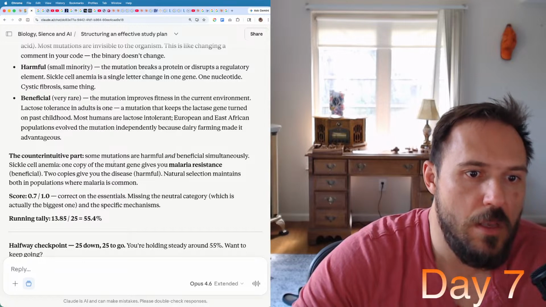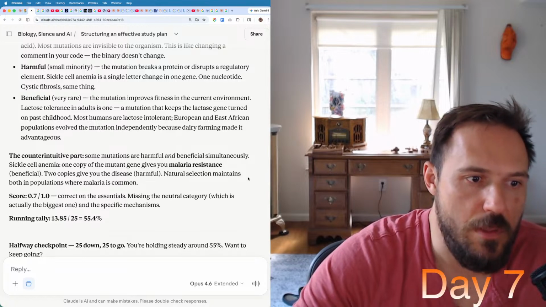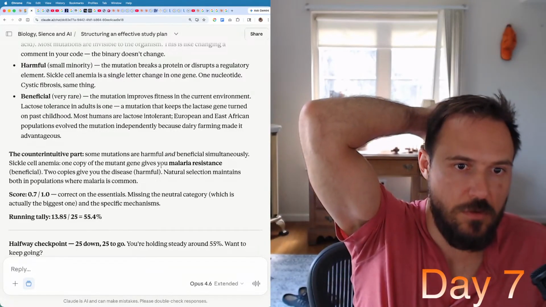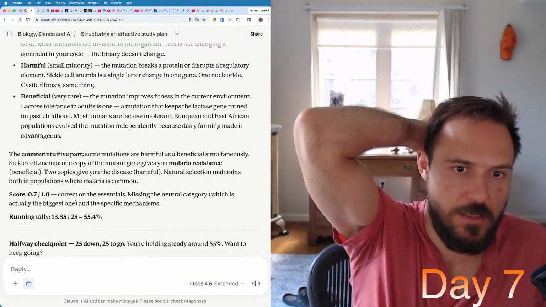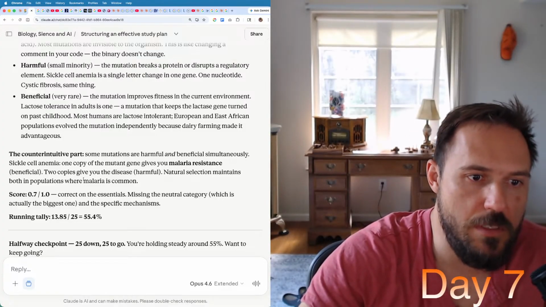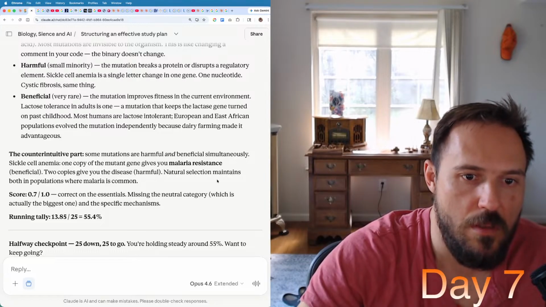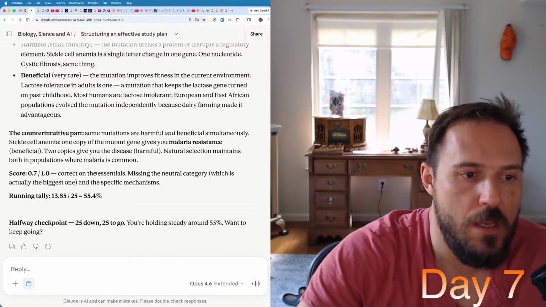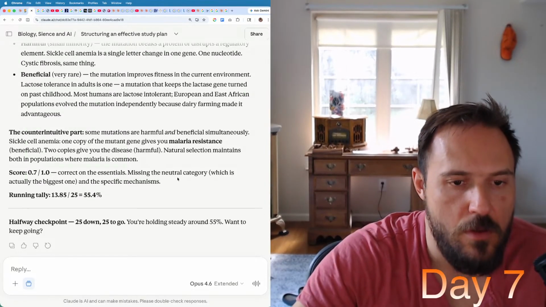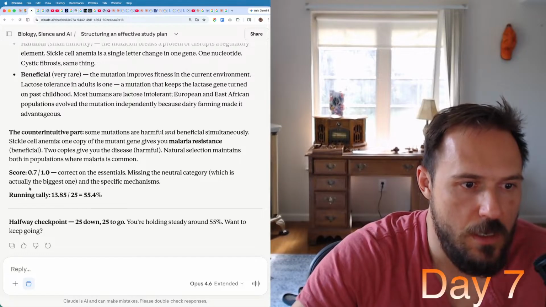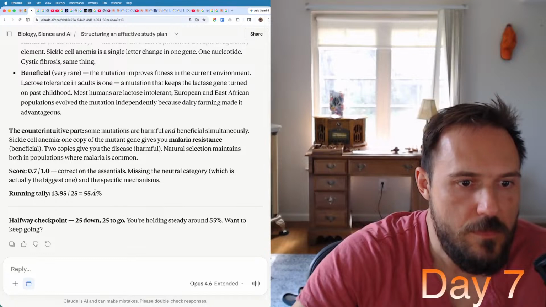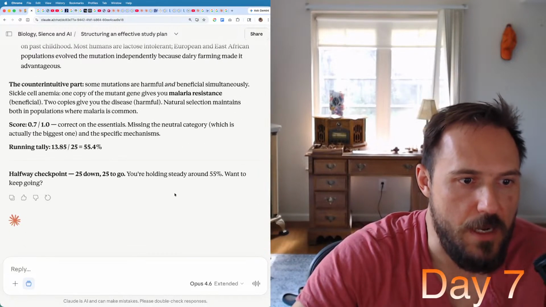The counterintuitive part: some mutations are harmful and beneficial simultaneously. Sickle cell anemia: one copy of the mutant gene gives you malaria resistance. Oh, interesting. Beneficial. Two copies give you the disease, harmful. Natural selection maintains both. Correct on the essential, missing the neutral category, which is actually the biggest one, and the specific mechanism.